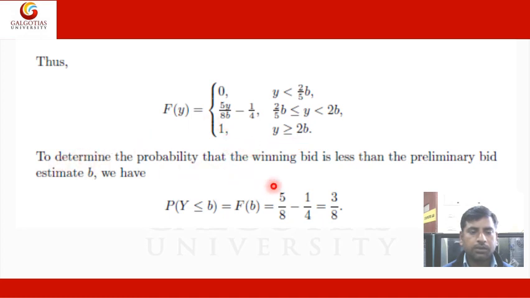To determine the probability that the winning bid is less than the estimate b, that means the winning bid will be less than or equal to b. So you have to find the probability up to b, which means we calculate the CDF at the point b. The value b lies in the second interval, that is non-zero, so we put y equal to b in this interval. We will have the value 5 upon 8 minus 1 by 4, that will be 3 by 8.